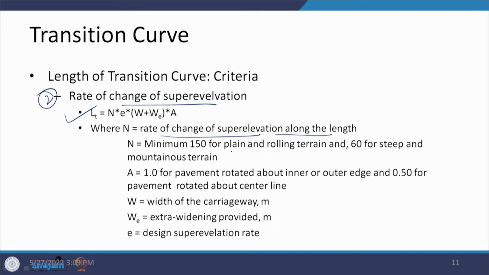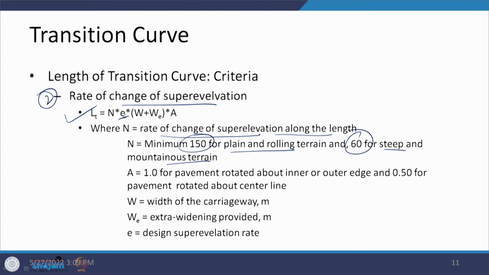So, what it says is whether it is a plain and rolling terrain, or it is a steep or mountainous or a hilly terrain. Depending on that, you are going to get this value, and this value is 150 if it is plain and rolling terrain. At a minimum level it can be 200, and at a minimum level it is 60 for a steep and mountainous terrain. So, as flat as possible is the point that we should try to maintain.